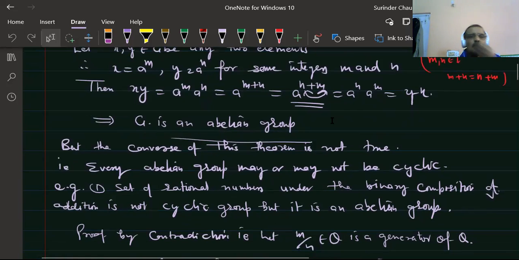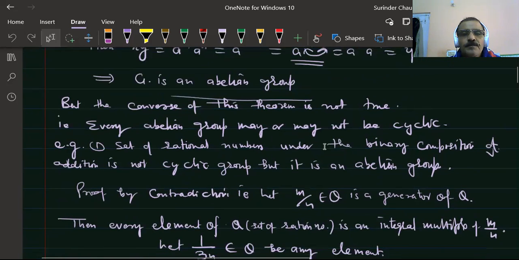But the converse of this theorem is not true. That is, not every abelian group is cyclic. So let's discuss an example to show this. Let us consider the set of rational numbers with the binary composition of addition. It is not a cyclic group, but it is an abelian group. We have proved that this is an abelian group under the operation of addition. Now I'll show that it is not cyclic.